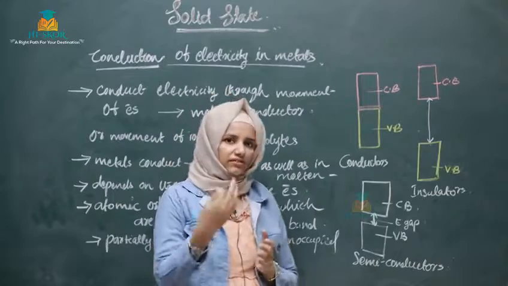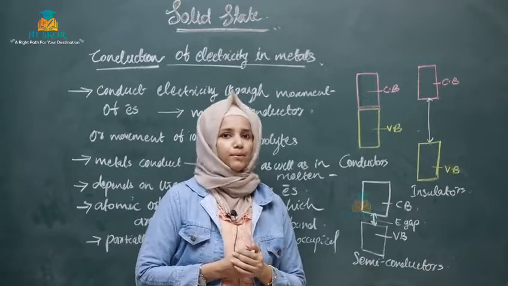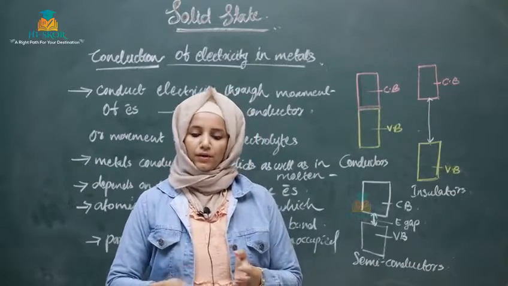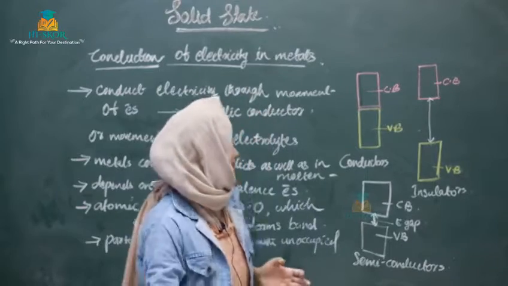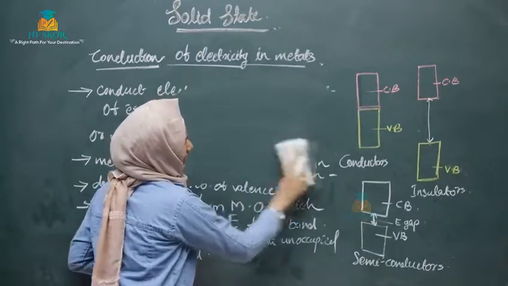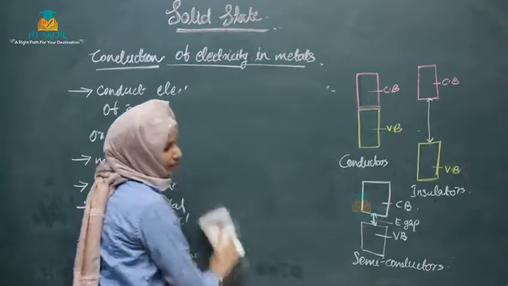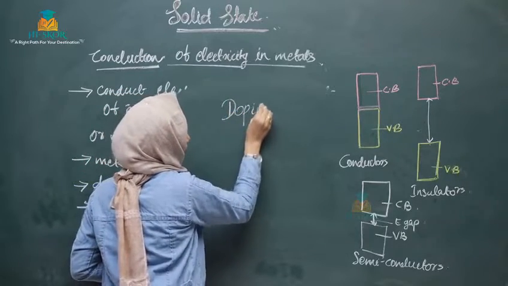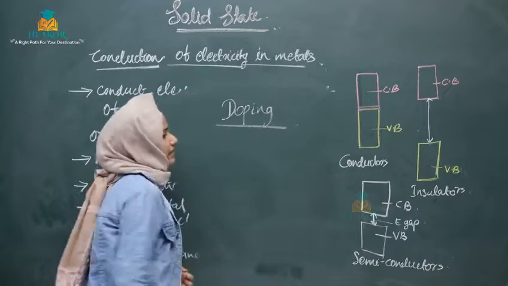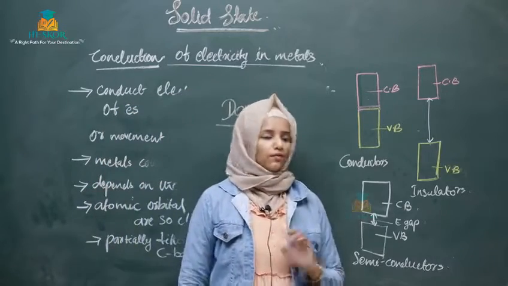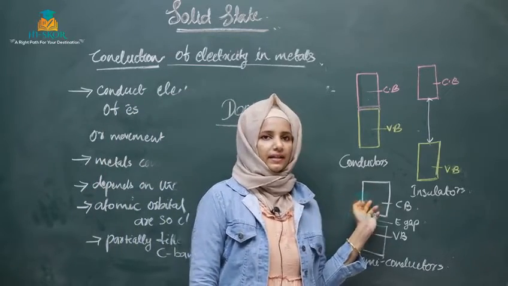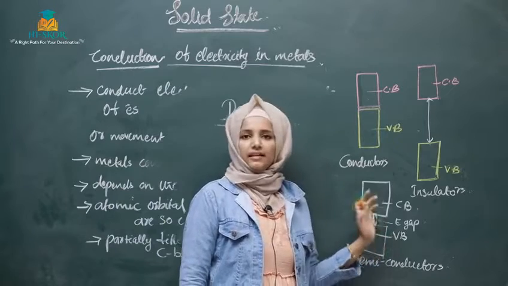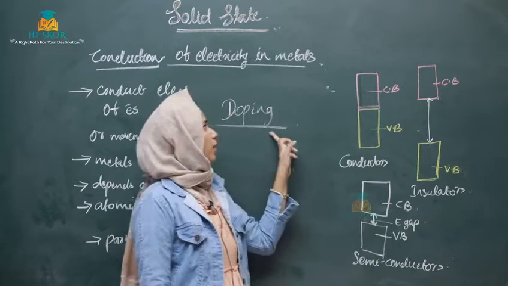Okay? Or otherwise we can increase it by adding impurities. So the conducting power of semiconductors we can increase by adding impurity. That process is known as doping. What does doping mean? Increasing the conducting power, or conductivity, of semiconductors by adding certain impurities is called doping.